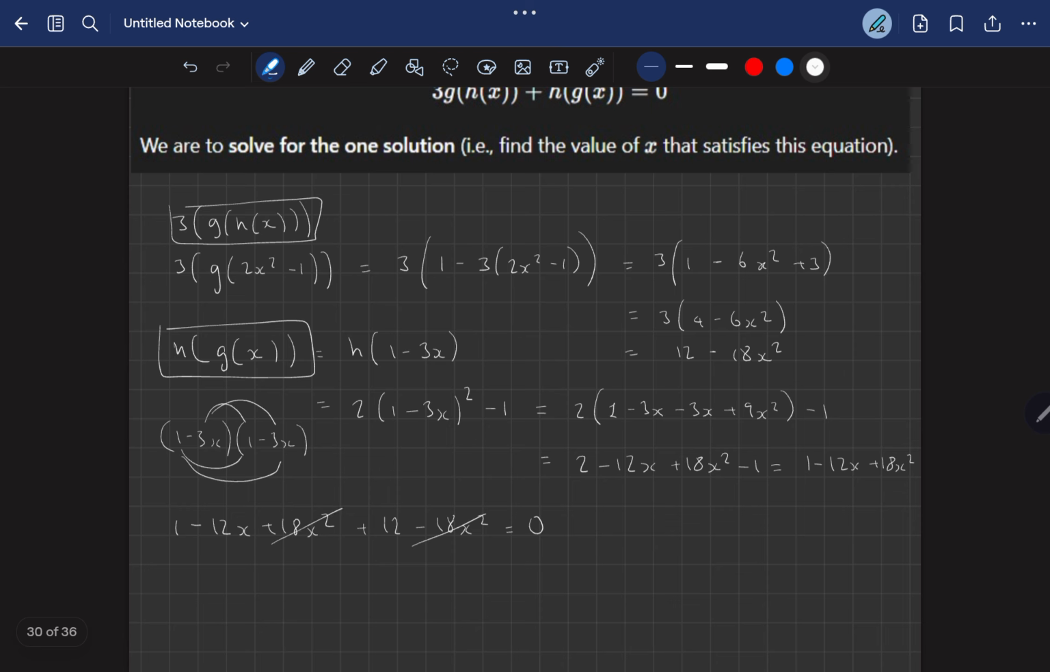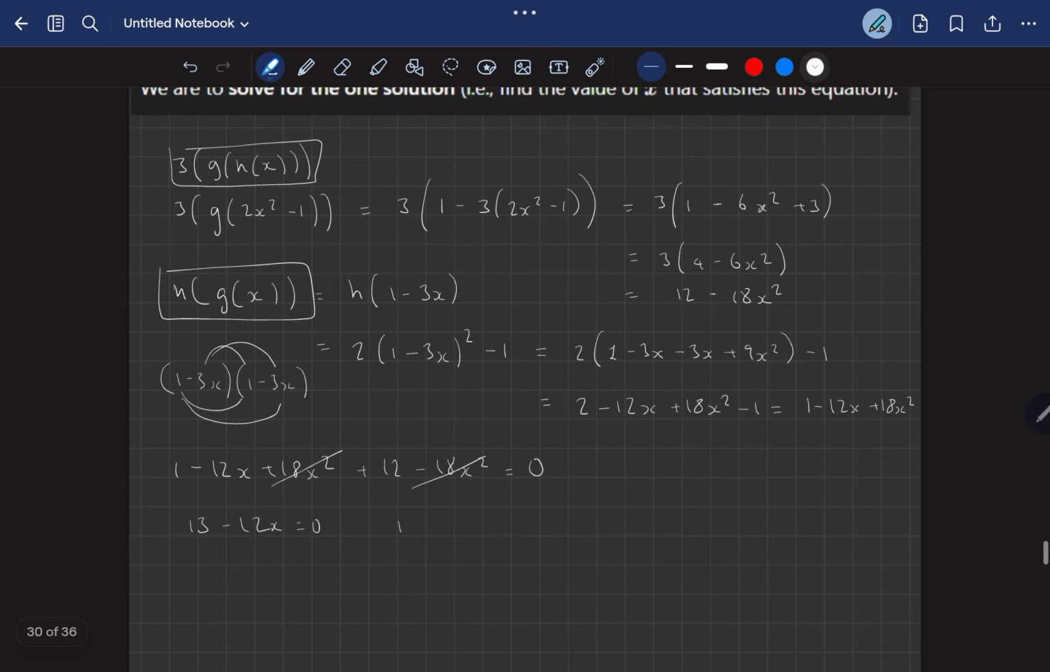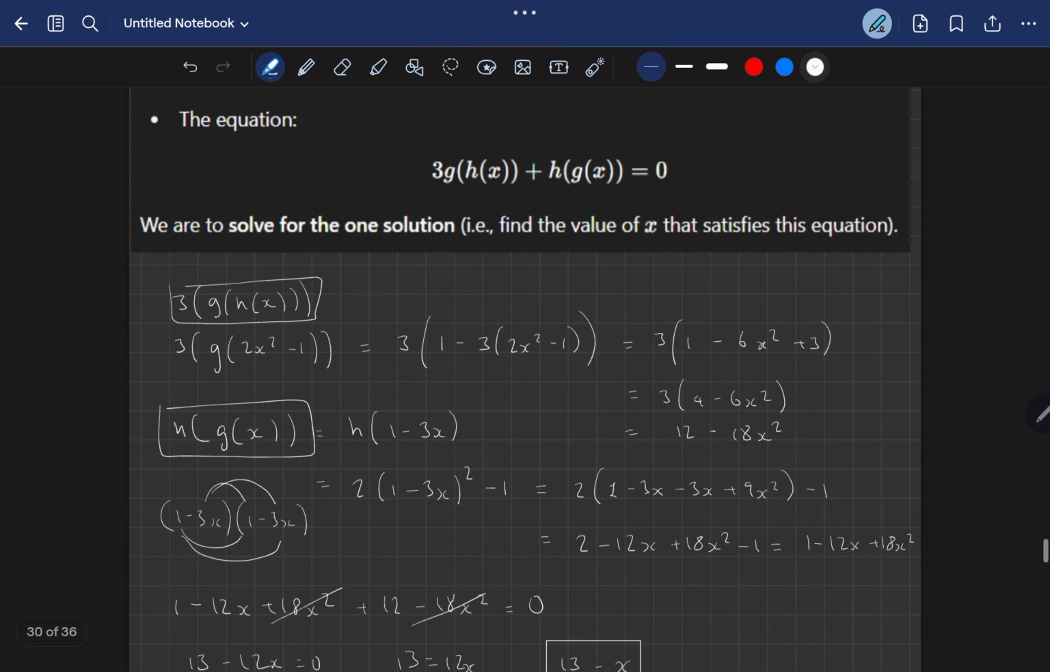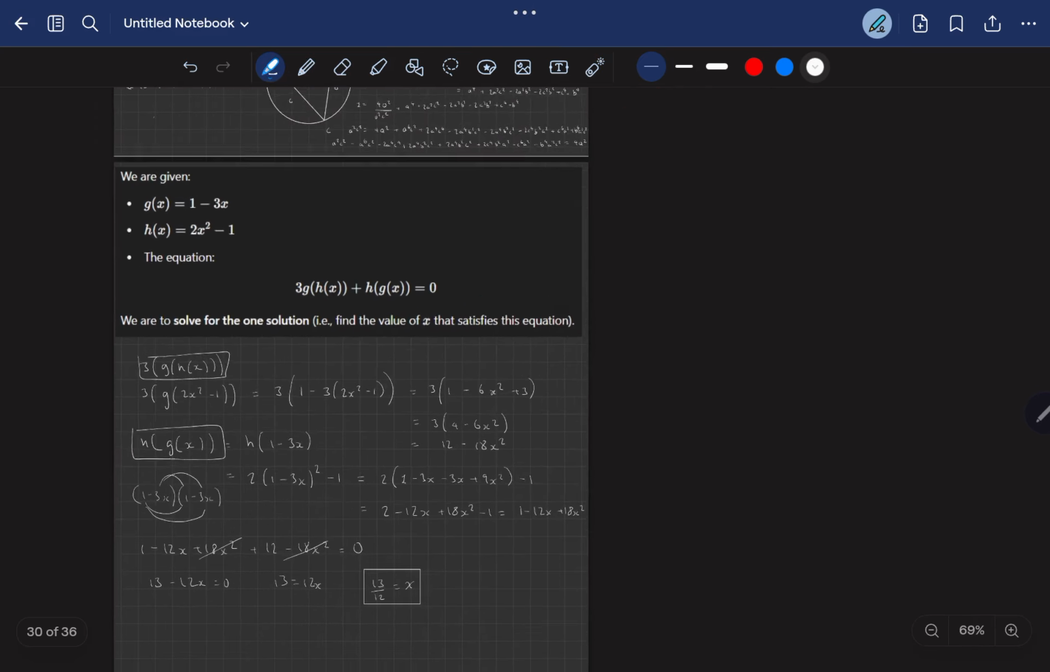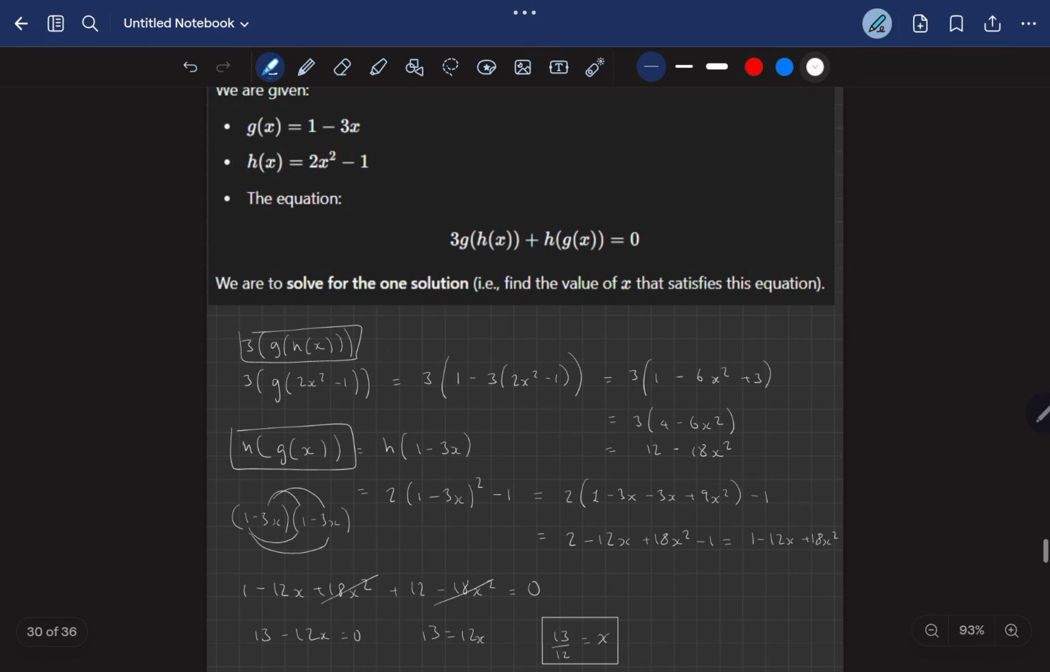Okay, so we are just left with 13, because 1 plus 12 is 13, minus 12x is 0. So 13 is equal to 12x. If we divide both sides by 12, we get 13 over 12 is equal to x. So this is our solution for this equation right here.